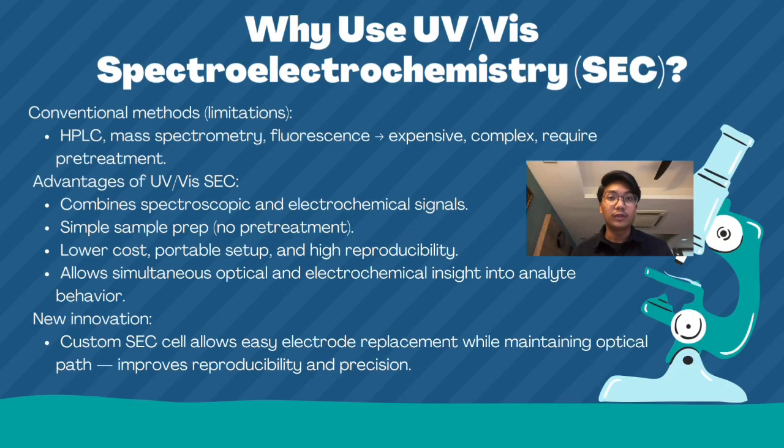Usually, ofloxacin detection uses techniques like HPLC or mass spectrometry, which are very accurate but require expensive equipment and sample pretreatment. In this study, the researchers used UV-Vis spectroelectrochemistry, a technique that combines spectroscopy and electrochemical analysis. It's faster, cheaper, and doesn't require pretreatment of the urine. They also designed a custom SEC cell which allows easy electrode replacement without changing the optical path, making the experiment more reproducible and practical.